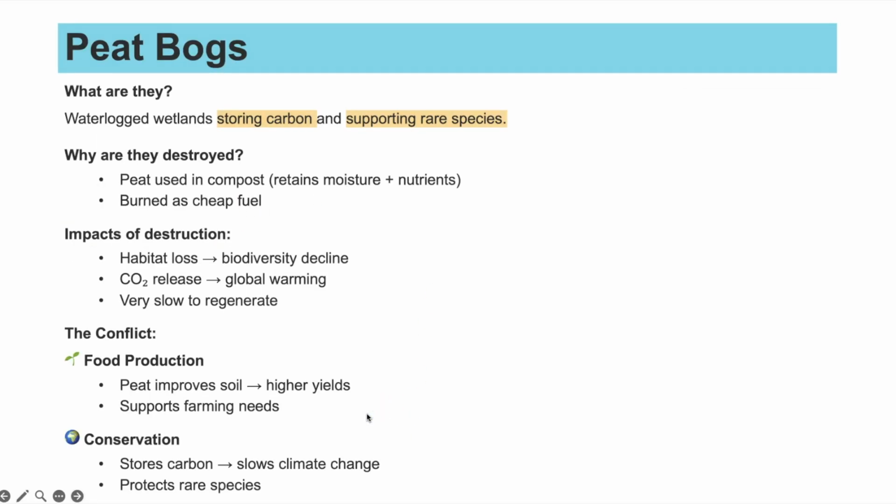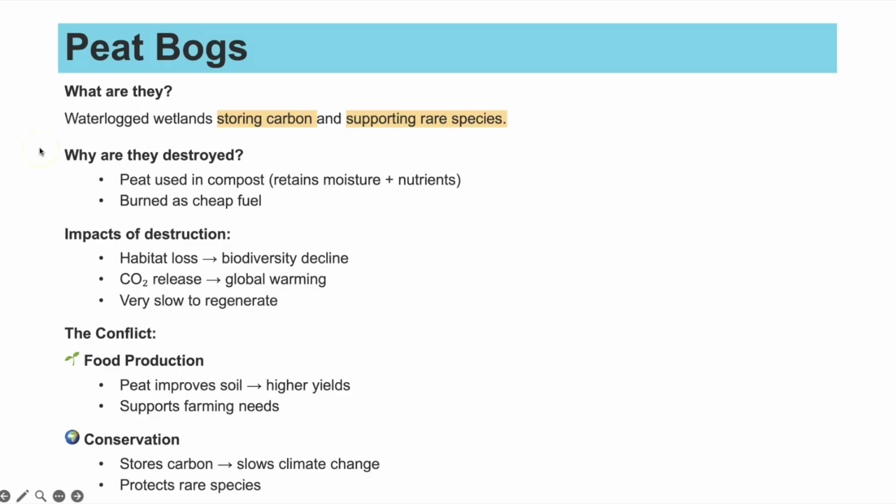Peat bogs kind of links to this because it's a type of natural habitat linking to the idea of land use, but peat bogs are waterlogged wetlands. So basically really wet and muddy areas, and they store lots of carbon within that waterlogged wetland, as well as supporting rare species that can only survive in that particular habitat.